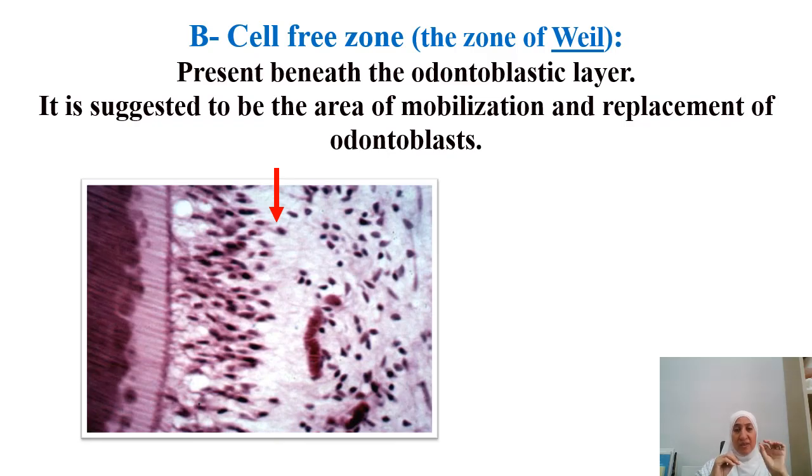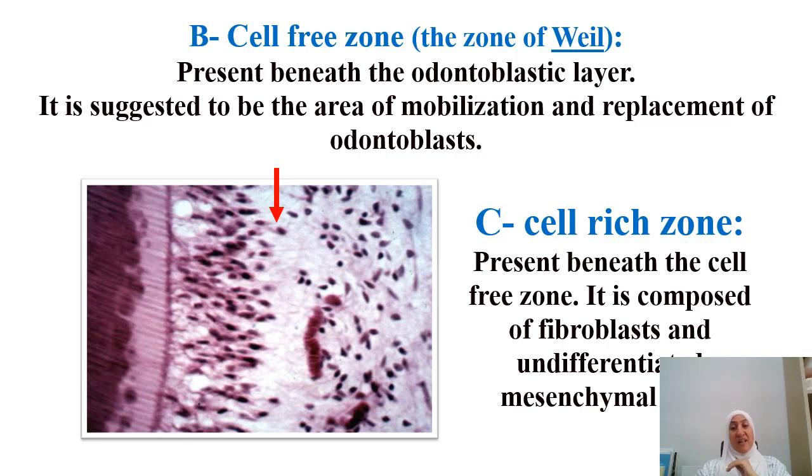If we have dead odontoblasts, the daughter cells exist in this area, thus they can differentiate into odontoblast-like cells and could perform or secrete reparative dentin, as we discussed before during dentinogenesis. Thus, this zone is called the zone of Weil or cell-free zone.